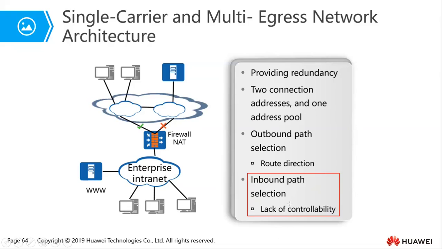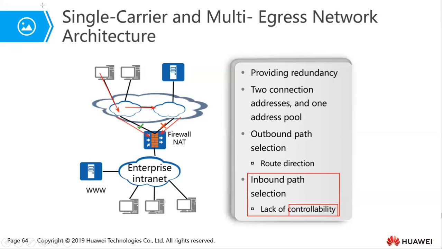Now, with traffic coming into our intranet, in order to access our servers, for this one, we don't have a choice. We don't have controllability, because we can't determine how the traffic is going to come into our network. That is, if we have traffic from this machine, for example, the ISP might forward it this way so that it comes in through that link. Otherwise, it can also forward it this way so that it comes in through that link. So really, we don't have much control with the inbound path selection. And that is one of the disadvantages of a single carrier and multi-egress network architecture.